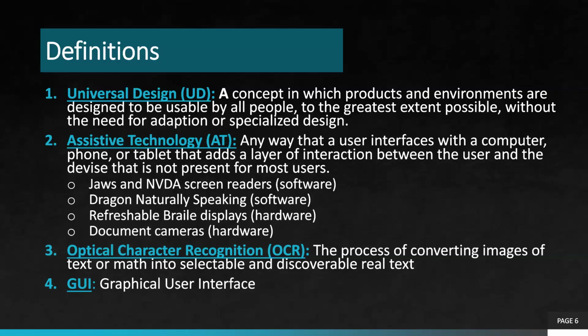So the definition we put on the screen, I'm going to read it for you, and there's going to be some additional context Zach offers us. Universal design is a concept in which products and environments, so we can also think about a product as a mathematical equation, and the various environments those are going to be presented to students in.